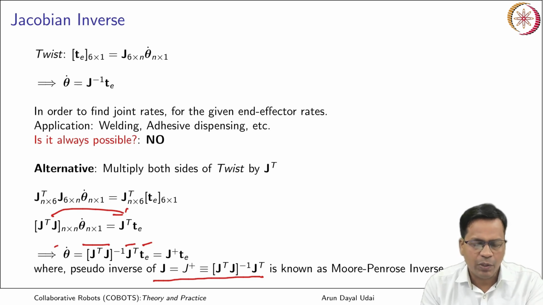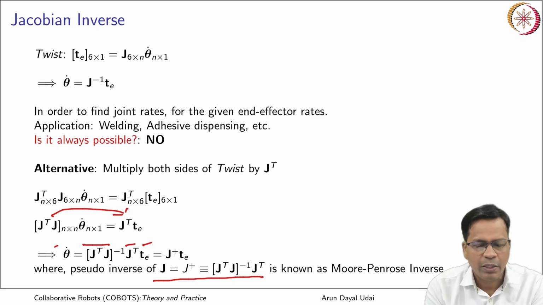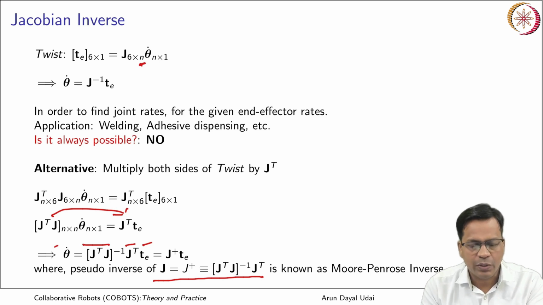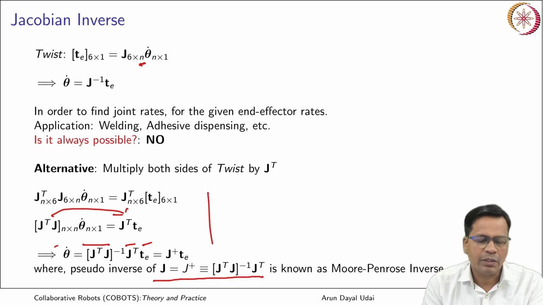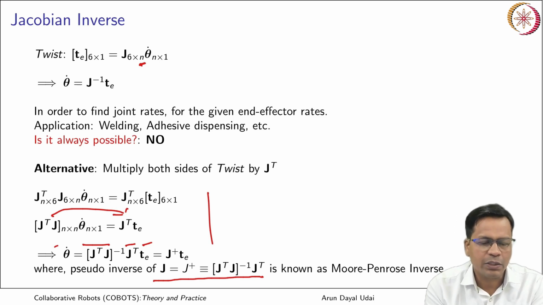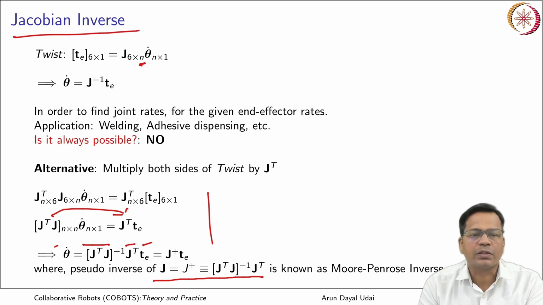This is quite easily possible in the case of a 7-DOF robot. You can use this approach where you have n not equal to 6. In that case you can use this to take the inverse. There are limitations to this also, we will talk about this later. This is how you find out the Jacobian inverse.